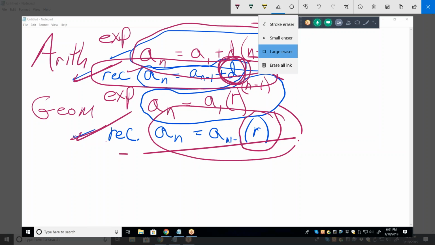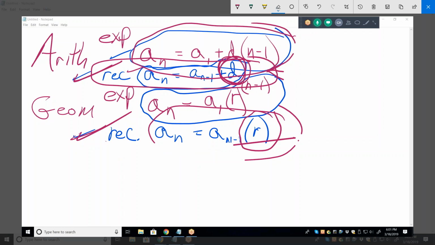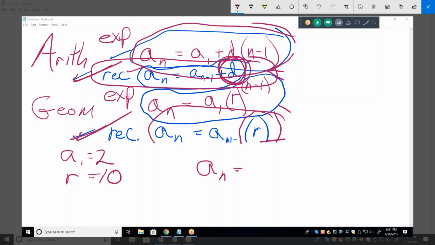So this next part is writing rules. It says to write an explicit rule and a recursive rule for the sequence. Go ahead. The first one gives us a sub 1 equals 2 and r equals 10. So what kind of sequence is this? This is geometric. Give me the explicit. A sub n equals 2 times 10 to the n minus 1.